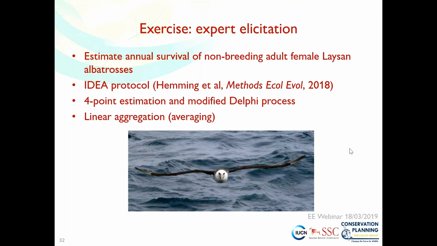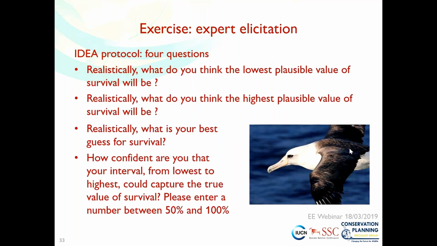I don't know if we can do the Delphi process because we're not in the room, so it's a bit difficult, but we're going to do the 4-point estimation. I'm going to ask 4 questions and you can think about it. You can write things down and then write your answers in the chat box. The first question is, realistically, what do you think the lowest plausible value for survival will be? This is a number between 0 and 1. So if you think it's 20%, write 0.2.